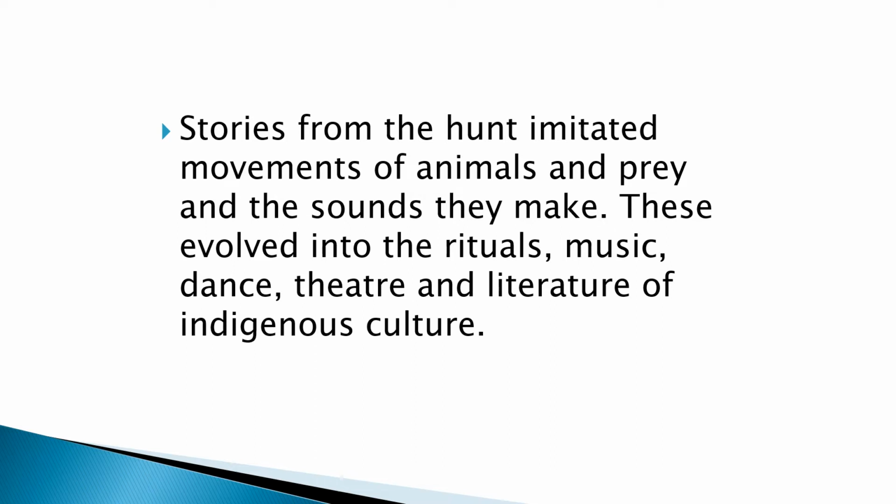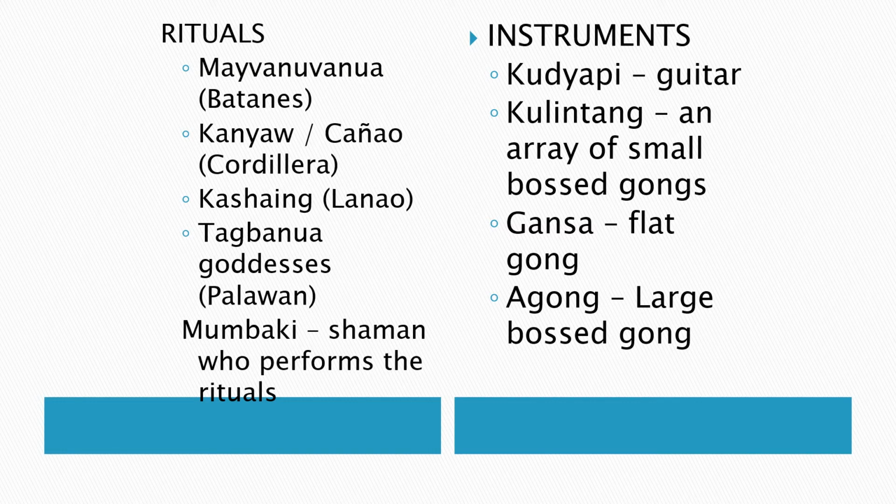Stories from the hunt imitated movements of animals and prey and the sounds they make. These evolved into the rituals, music, dance, theater, and literature of indigenous culture. Some of these rituals include the May Banu-Banua from Batanes, the Kanyao from the Cordilleras, the Kasyaying from Lanao, the worshipping of the Tagbanwa goddesses in Palawan. These are usually led by a mumbaki, or a shaman who performs the rituals. Indigenous instruments that were developed during these times were the kudyapi, the kulintang, the gansa, and the agong.